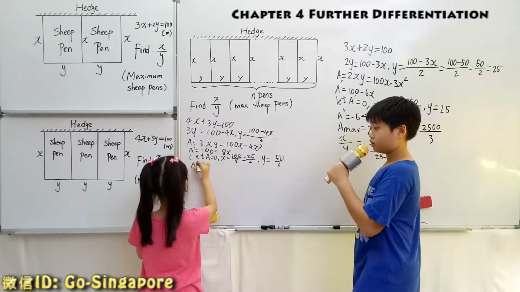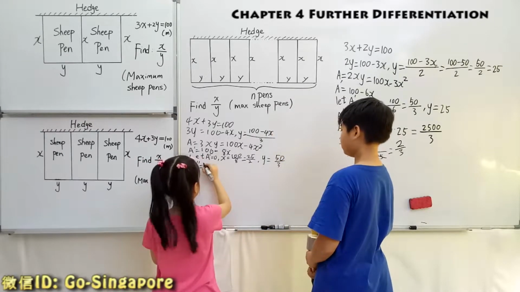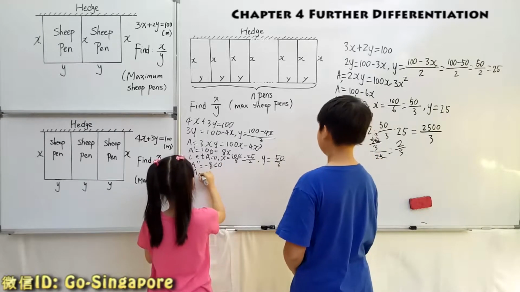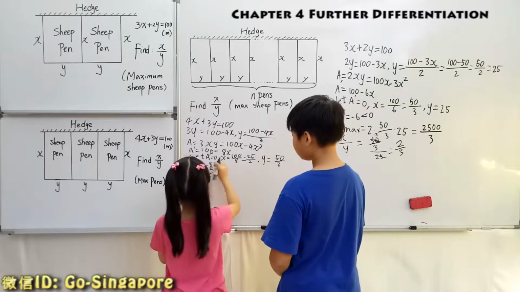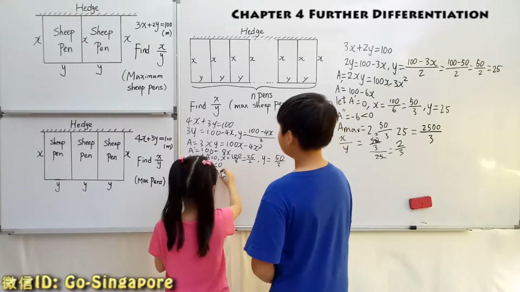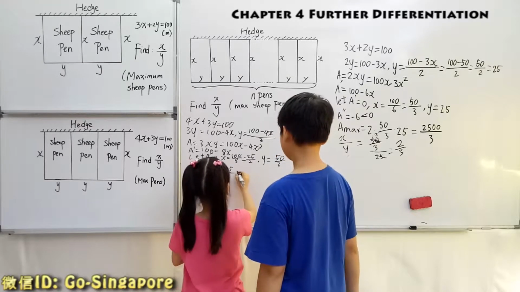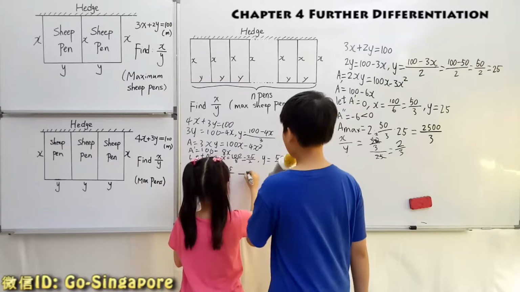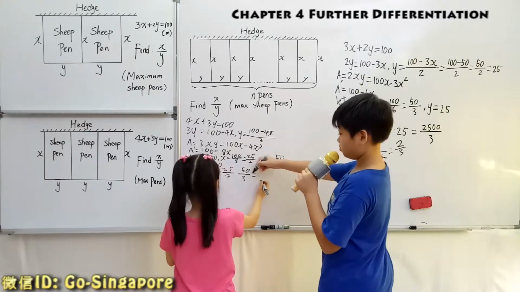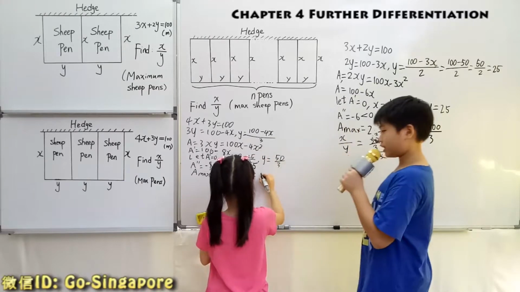Now we find the second derivative. The second derivative will equal -8, smaller than 0. So a maximum area will be 3 × 25/2 times 50/3. These two simplify, cancel. Then these two simplify, right? Yes, 25. So it's actually 25/2.